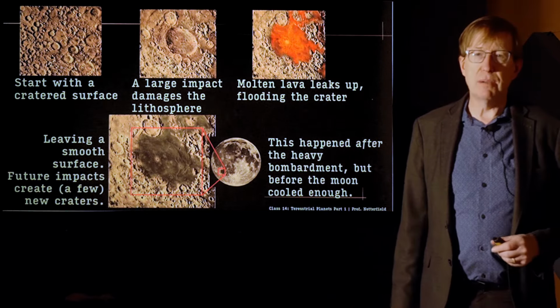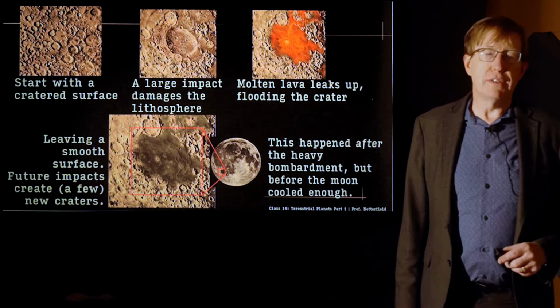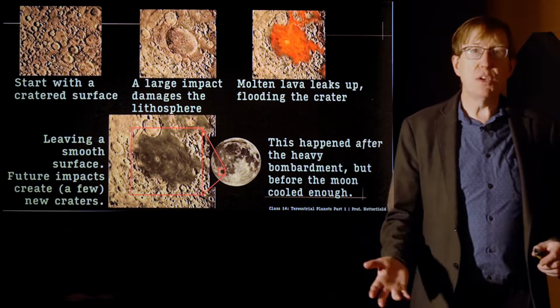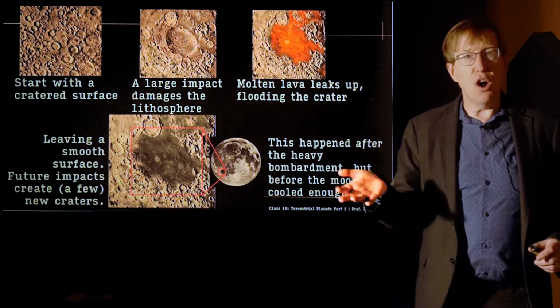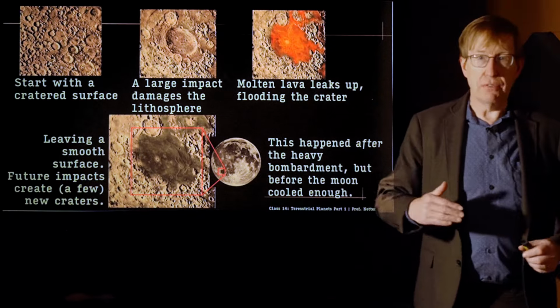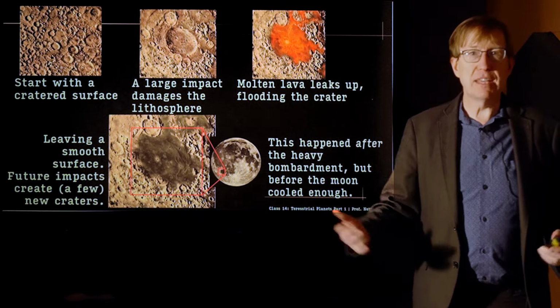It's after the heavy bombardment, before the moon cooled enough. Now, there's a few things we don't really understand. One thing we see is that the mares are all on the side of the moon that faces the Earth, and there's virtually none on the opposite side of the moon.